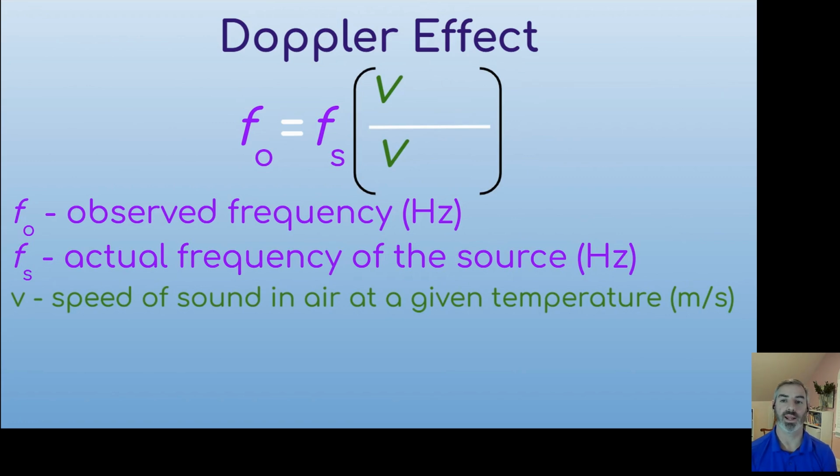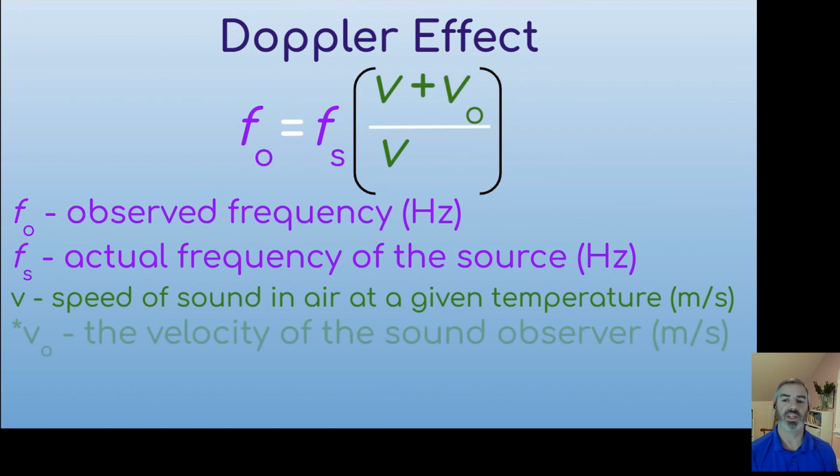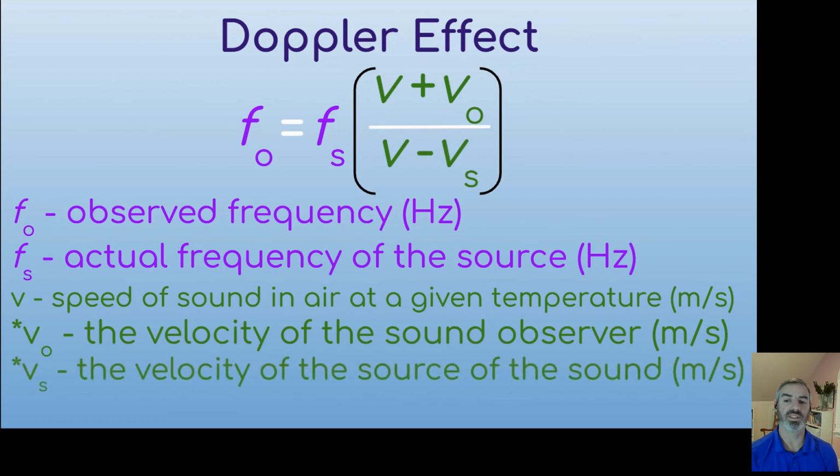That's the speed at a given temperature. And then we're going to add in the numerator the velocity of the sound observer. So that's if the person that's listening to the sound is moving. And then in the denominator, we're going to subtract the velocity of the source of sound, and those velocities are all in meters per second.